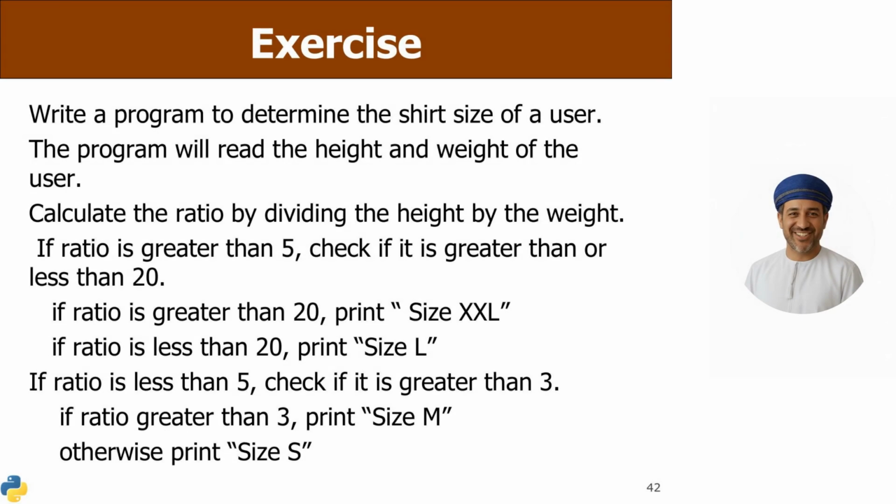To determine a user's shirt size, calculate the height to weight ratio. If the ratio exceeds 5, check if it's above 20 for size extra extra large or below for size large. If the ratio is under 5 but above 3, assign size medium, otherwise it's size small.